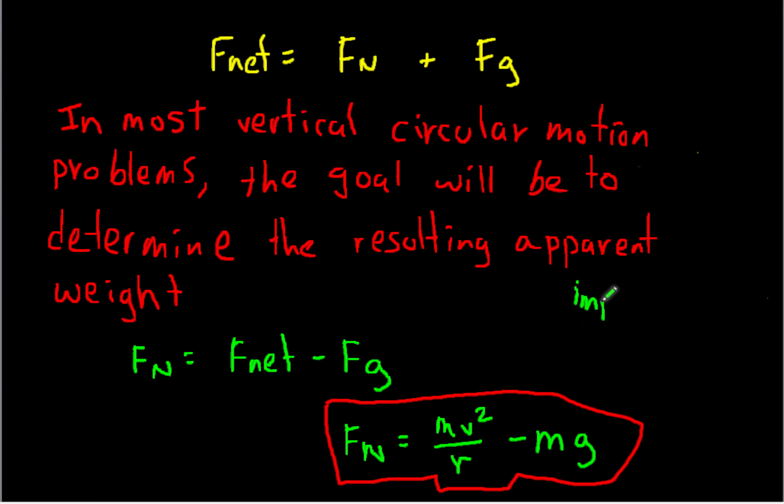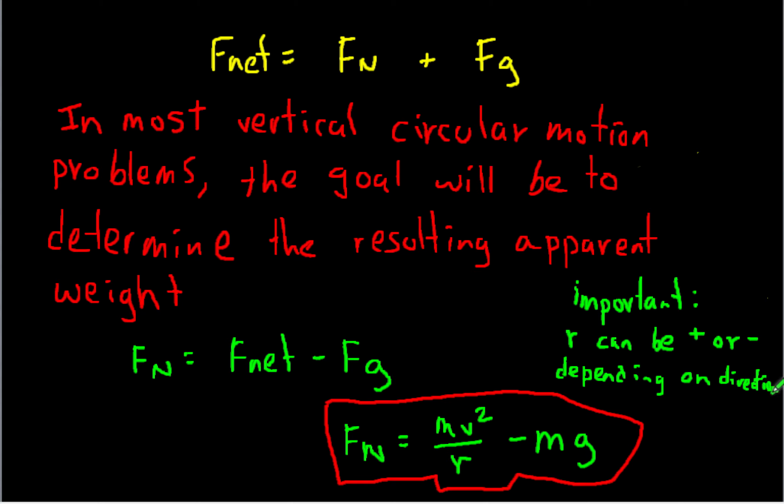It's important to remember that gravity is always down, which means g is negative 9.81, and the radius can be positive or negative, depending on the situation. It depends on the direction, and the direction of r is always pointing towards the center of the circular motion.